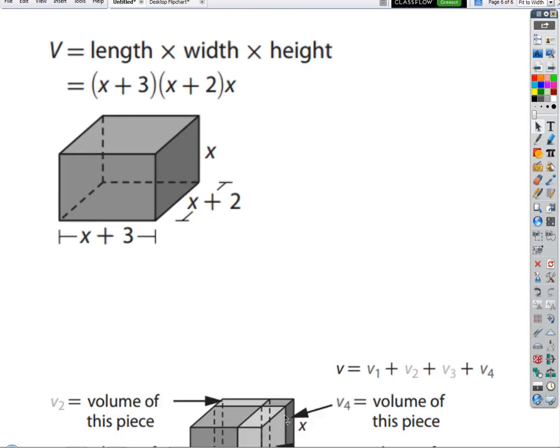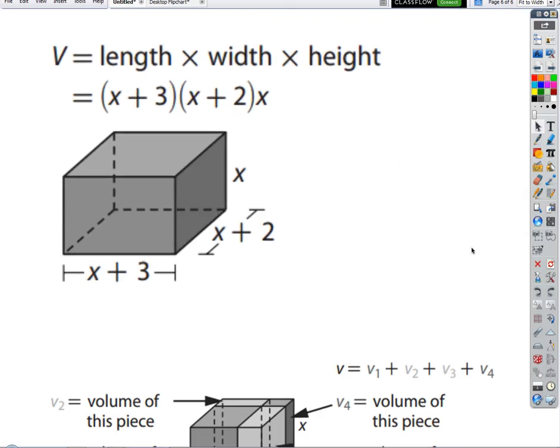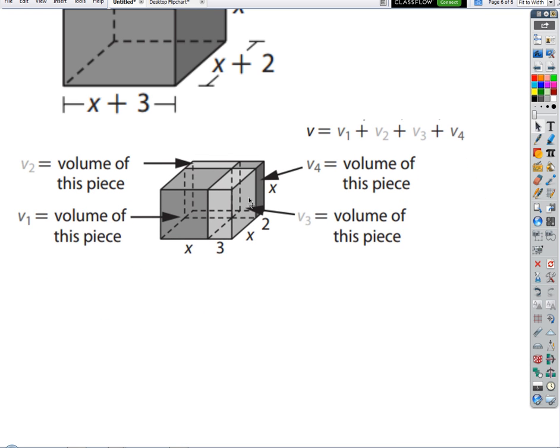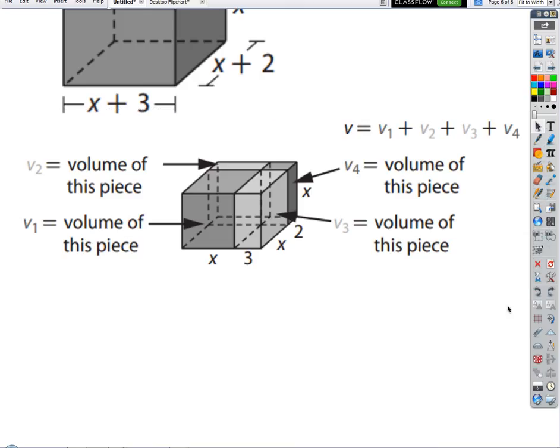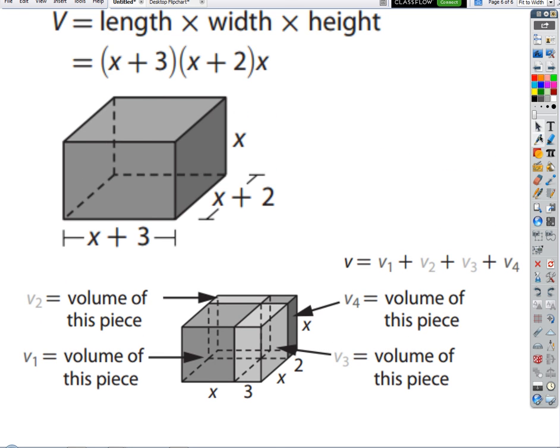So let's look at this guy. If I want to multiply together the 3 polynomials, x plus 3, x plus 2, and x, well, we can represent that 3-dimensionally as a rectangular prism. That's x plus 3 by x plus 2 by x, right? And we can do the same kind of thing. We can break this up into 4 separate volumes that we could add up. If I were to multiply this whole thing out, what am I going to get?